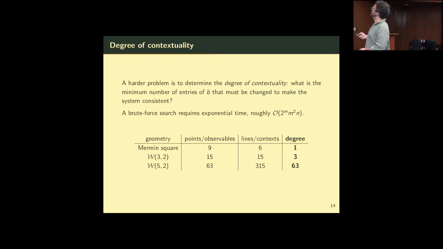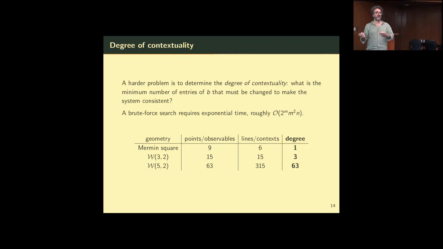The degree of contextuality is the minimum number of entries of B that must be changed to make the system consistent. And now if you want a brute force algorithm, you have to try every single B and change every B from 0 to 1 until you find a solution. And now the complexity is very bad. It's 2 to the power of m. It's exponential with the size of your vector B. So there is no efficient deterministic algorithm known to compute this degree of contextuality.